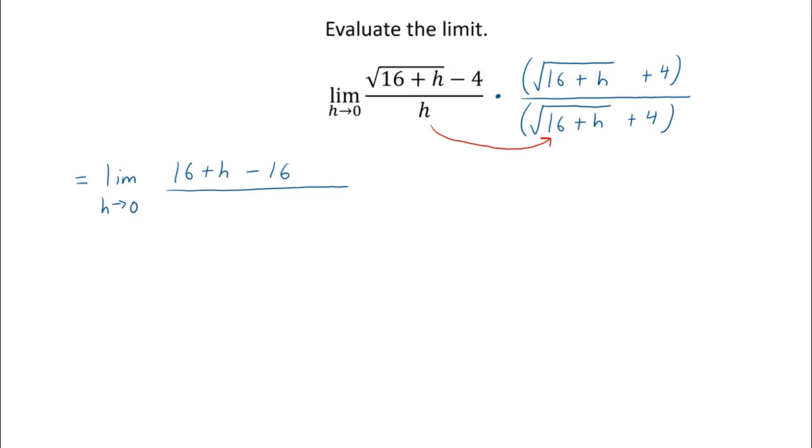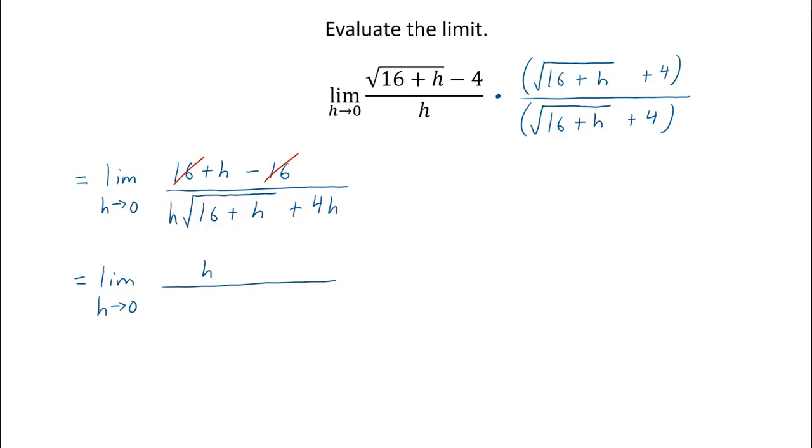Now in the denominator, we'll multiply h by the square root of 16 plus h to get h times the square root of 16 plus h, and then we multiply h times 4 to get 4h. Now we'll simplify the numerator, and the 16 and the minus 16 will cancel out, and that leaves us with an h in the numerator.